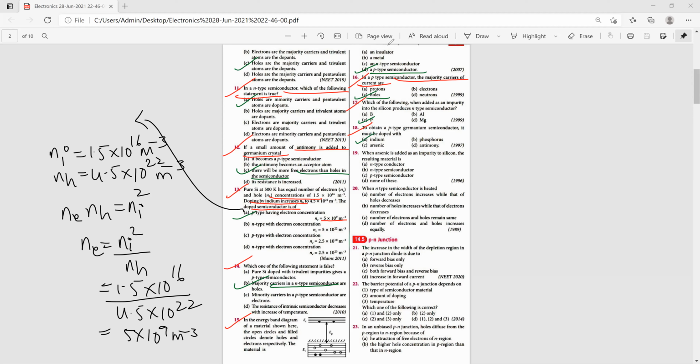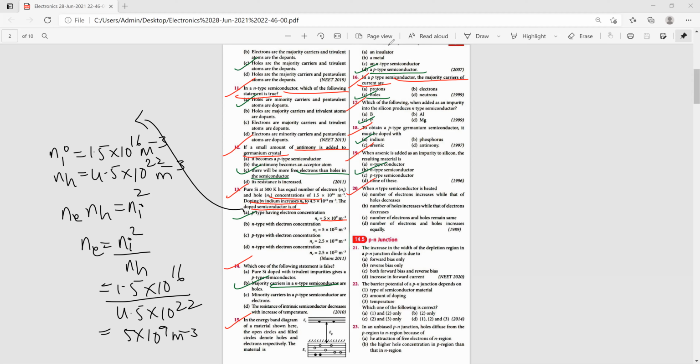Next, 19th one. When arsenic is added as an impurity to silicon, the resulting material is: first one n-type semiconductor, p-type semiconductor, none of these. So for 19th one, arsenic is pentavalent. Therefore, when added with silicon, it leaves one electron as a free electron. In this case, the conduction of electricity is due to motion of the electron. So the resulting material is n-type semiconductor. Therefore, B one is the right answer.